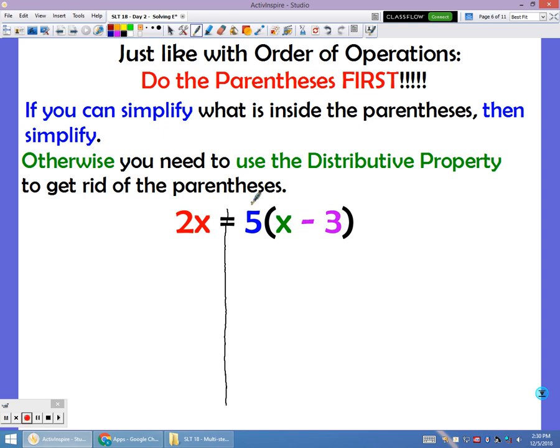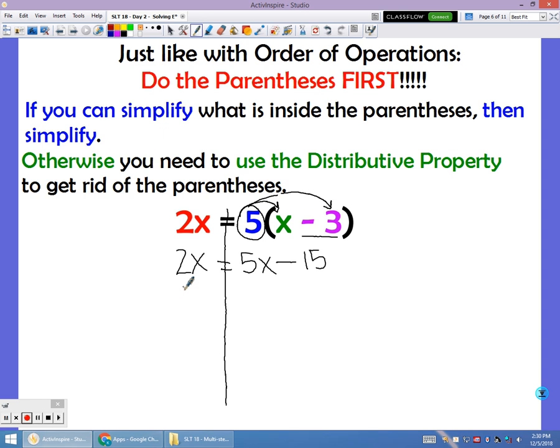So I'm going to need to use the distributive property that we talked about a few days ago to eliminate the parentheses. So I'm going to rewrite this equation. 2x stays 2x. This side simplifies. 5 times 1x is 5x. And 5 times negative 3 is negative 15 or minus 15. So I rewrote this equation in this manner. They mean the same thing, just a different way of writing it. So now I'm going to start my solving.